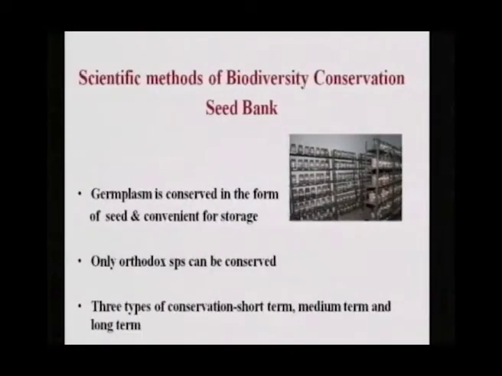The scientific methods of biodiversity conservation, we will first look into the seed bank. In this picture, we are seeing the collection of seeds and the storage of seeds. The germplasm is conserved in the form of seed. That means the germplasm, which is the live part of the seed, is present inside and convenient for storage. Only orthodox species can be conserved. Orthodox species are nothing but desiccation tolerant. That means they are tolerant to the desiccation method.